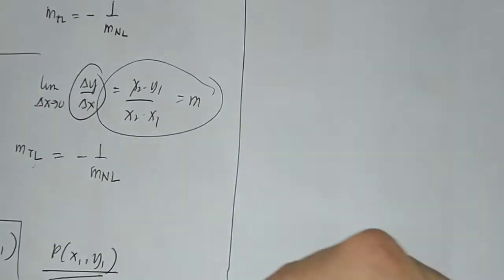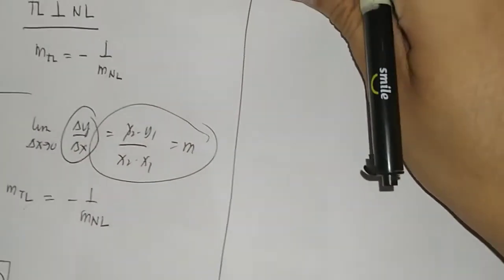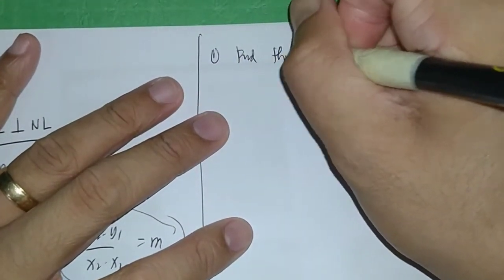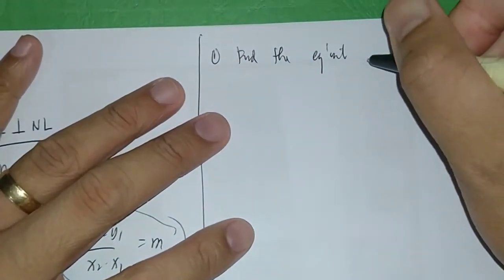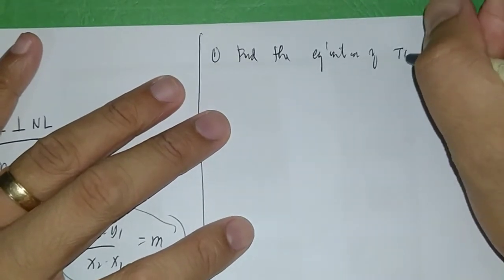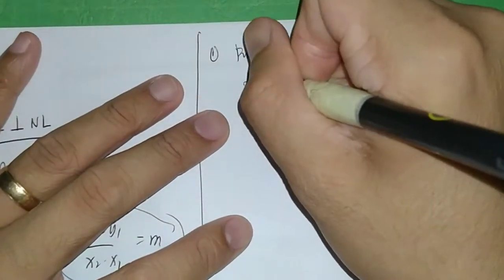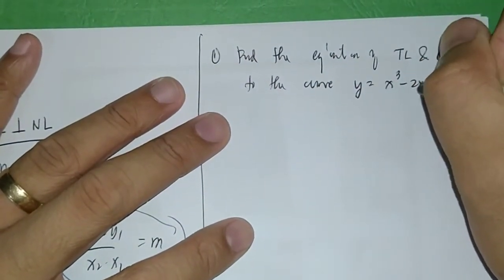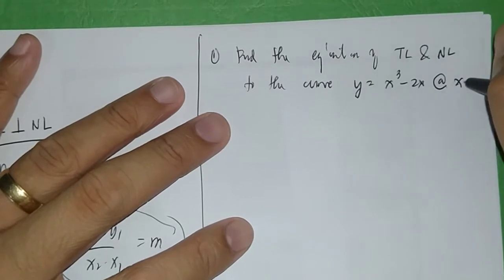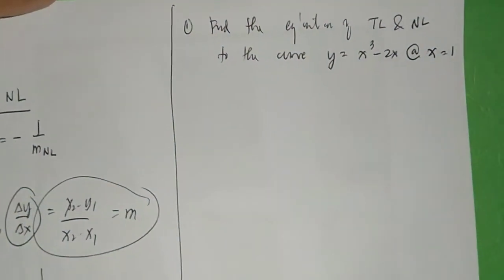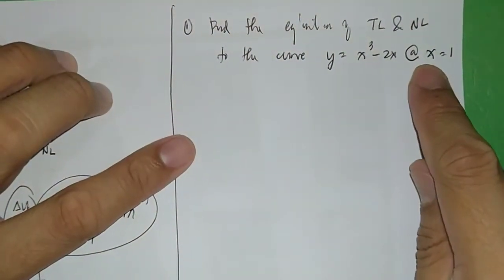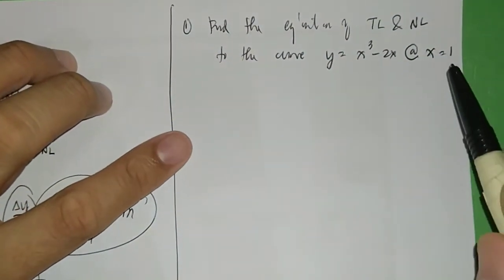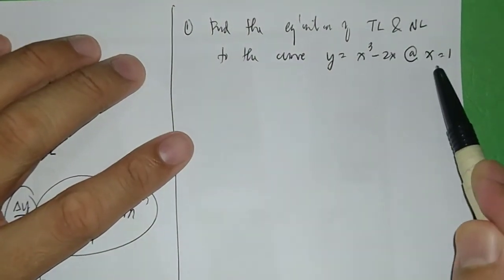Okay, let us try. Find the equation of the tangent line and normal line to the curve y is equal to x cubed minus 2x at x is equal to 1. It was given that the point of tangency touches the curve at x is equal to 1.